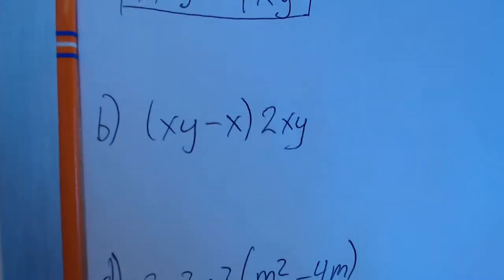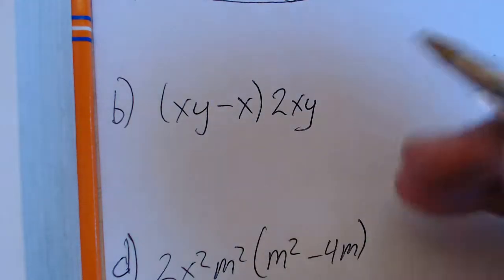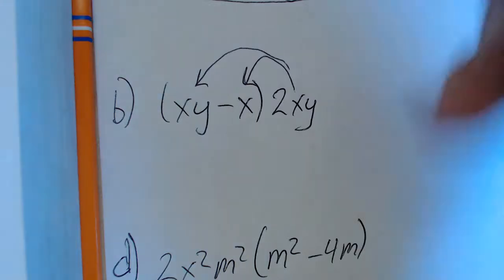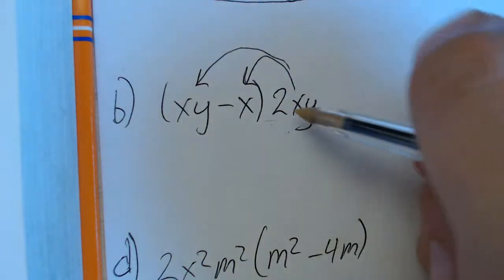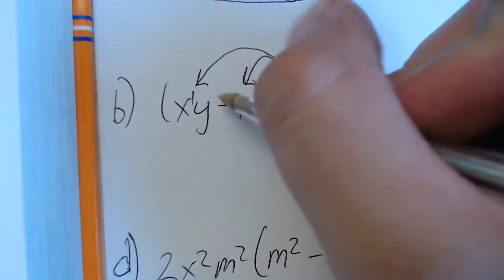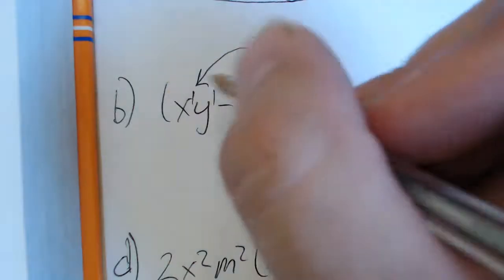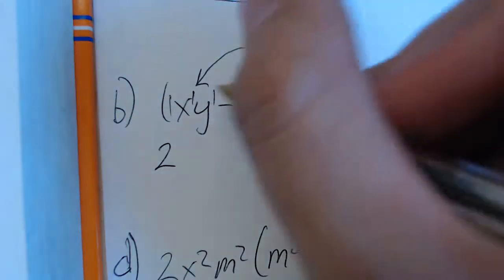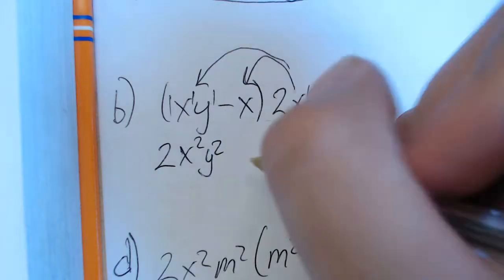Now B, we have (xy minus x) times 2xy. Now this one might look a little weird because it's backwards, but still the same. Just multiply by each term inside the parentheses. And then we also have a coefficient here of 2. So 2xy times xy. Well, this has an exponent of 1, this has an exponent of 1, and these both have exponents of 1. So the 2 times the coefficient of 1 is just going to be 2. x1 times x1, we add the 1's to get x squared. y1 times y1, we add the 1's to get y squared.